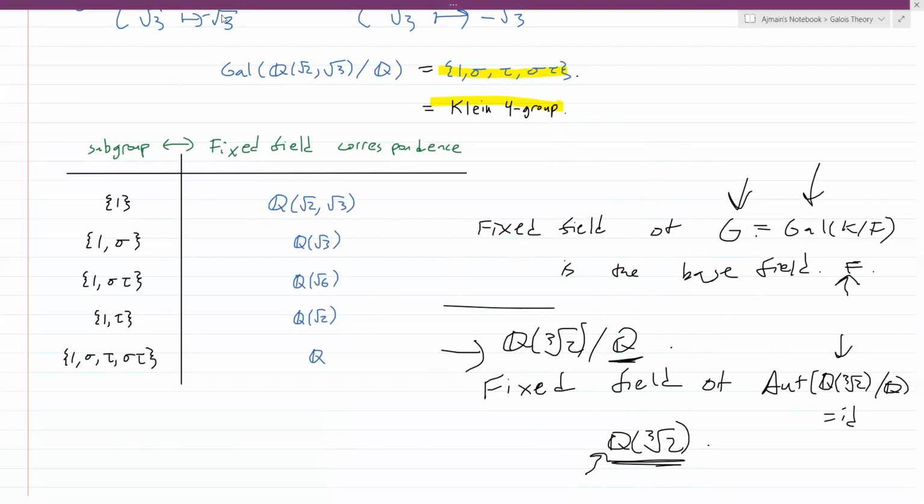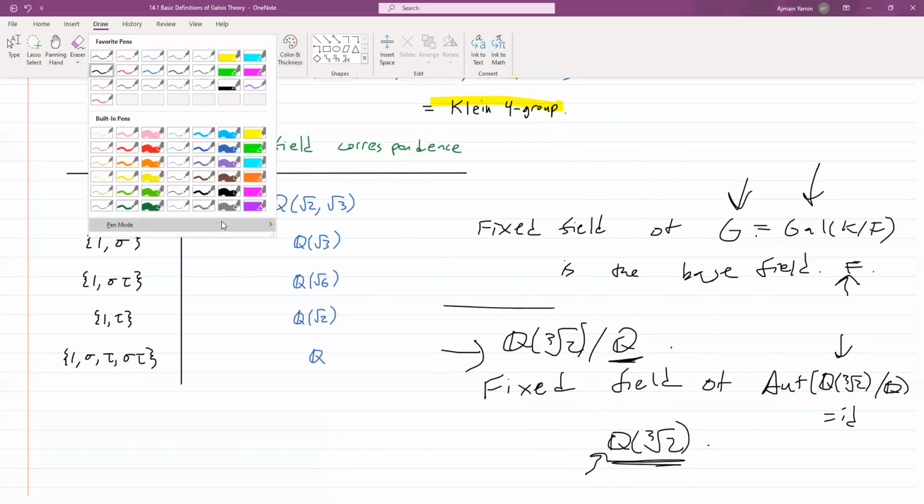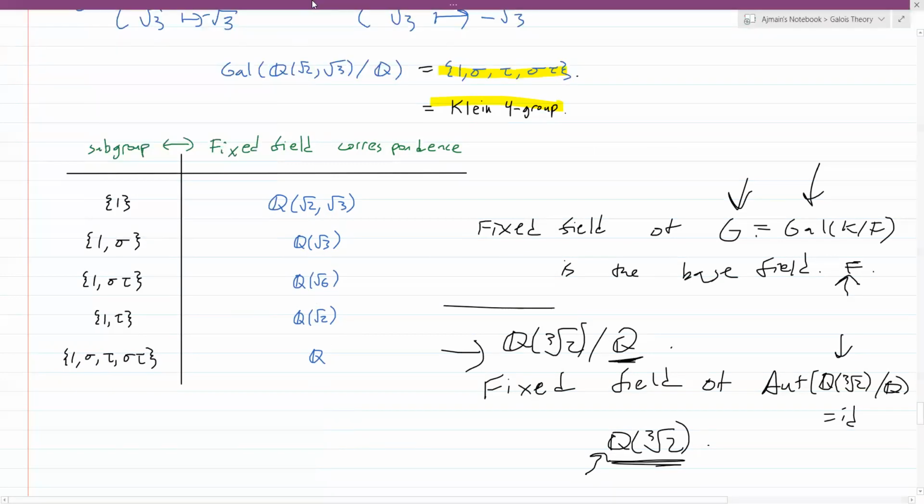Okay, so we notice that the fixed field of the whole group is the base field, Q.